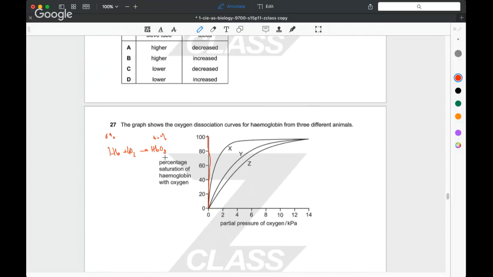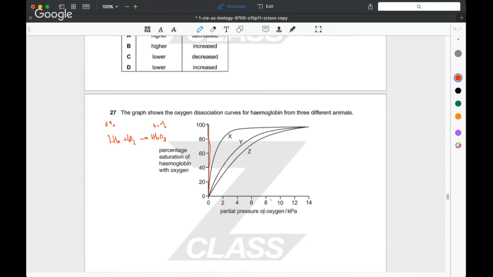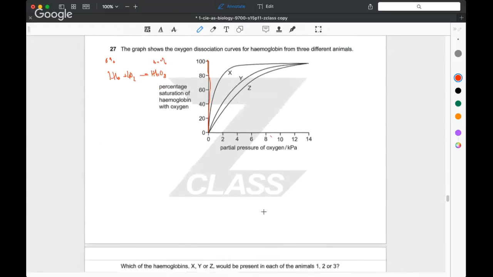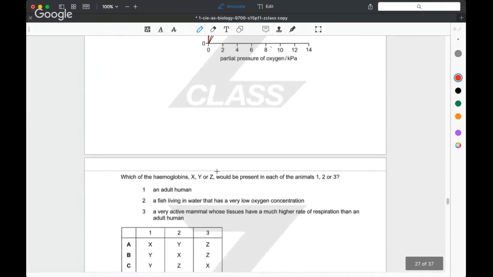So this axis up here is telling us how much of the hemoglobin molecule is saturated with oxygen up to its maximum capacity. All right, and then this axis along the bottom is telling us what the prevailing conditions around the hemoglobin molecule are. What's essentially the amount of oxygen that's surrounding it? And you had to choose between a human, a fish that's living in water where there's very low dissolved oxygen concentration, and a mammal that's extremely active and whose tissues have a very high rate of respiration.